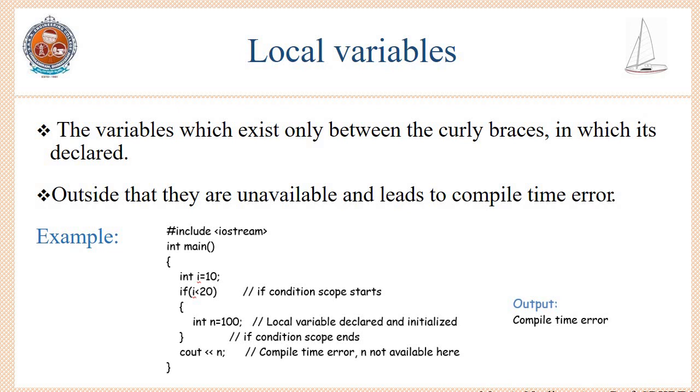Here is an example for the local variable. I'm declaring a variable i equal to 10, and if i is less than 20, in that I have declared a variable n equal to 100. This n will be within the scope of these curly braces only. If you want to print this n value outside, it shows a compile time error, because the value of n is not available here. This is for local variables.